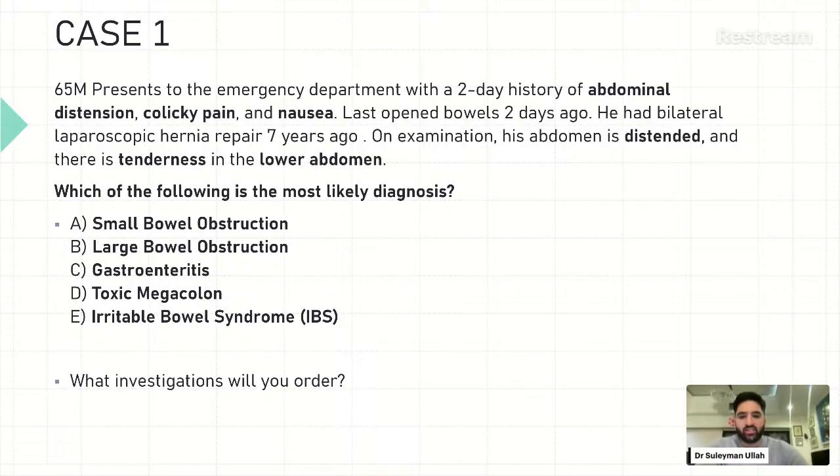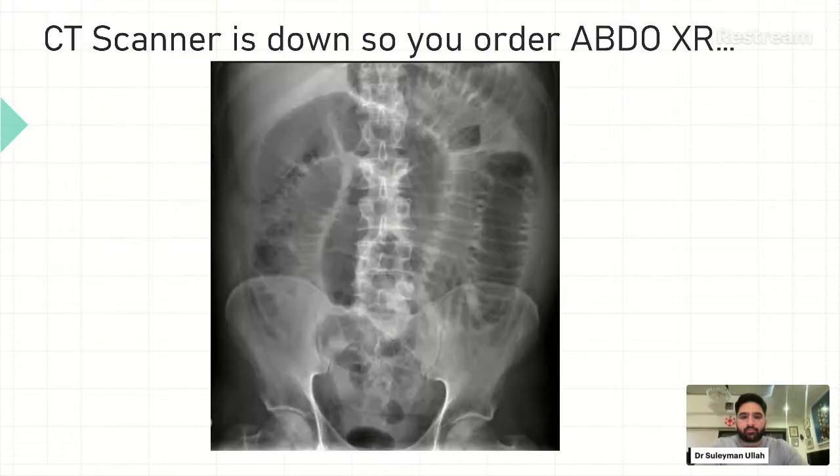We're not going to get a definitive diagnosis from this history anyway. We would always get imaging in this case. So let's have a look. The CT scanner is down, so you've got an abdominal X-ray. Now, what does this show?